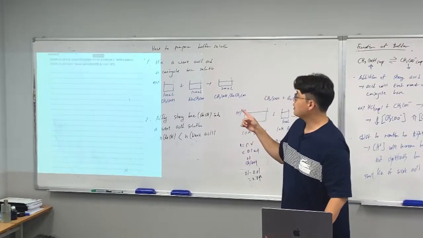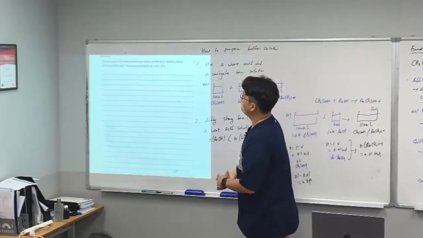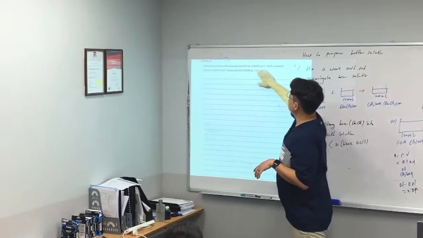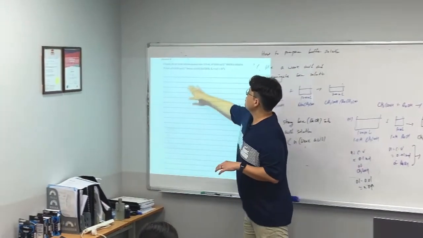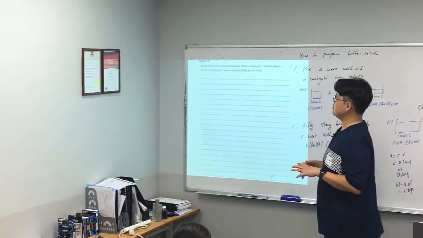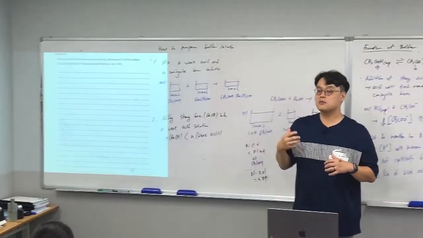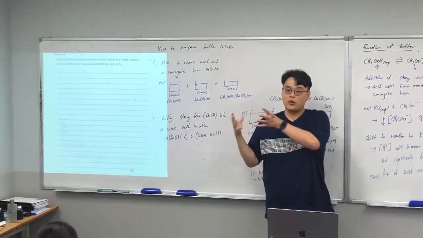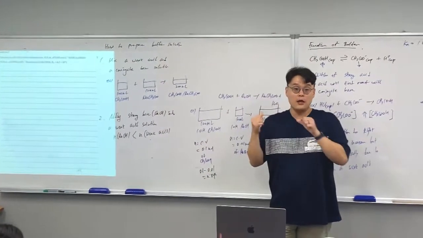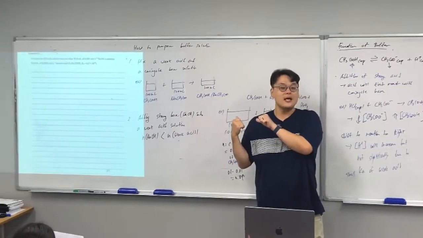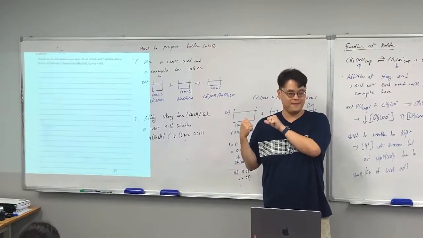3. Calculate the pH of the solution formed when 150 mL of 0.05 molar sodium hydroxide is added to 35 mL of 0.025 molar benzoic acid. Okay, what is this? You're adding a small amount of sodium hydroxide, which is a strong base, into a weak acid. The question didn't really say this is making a buffer.